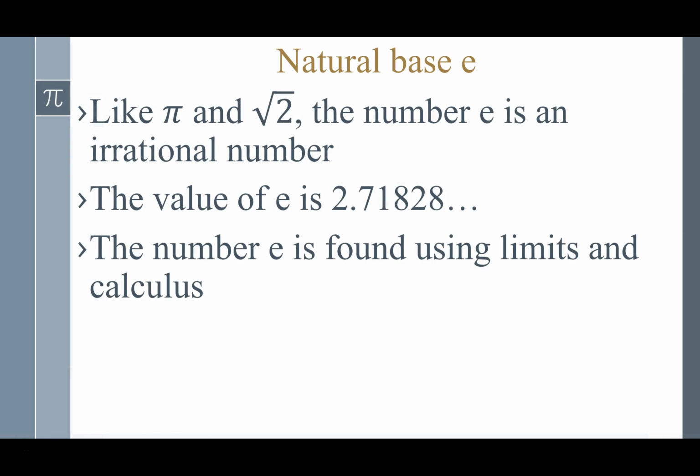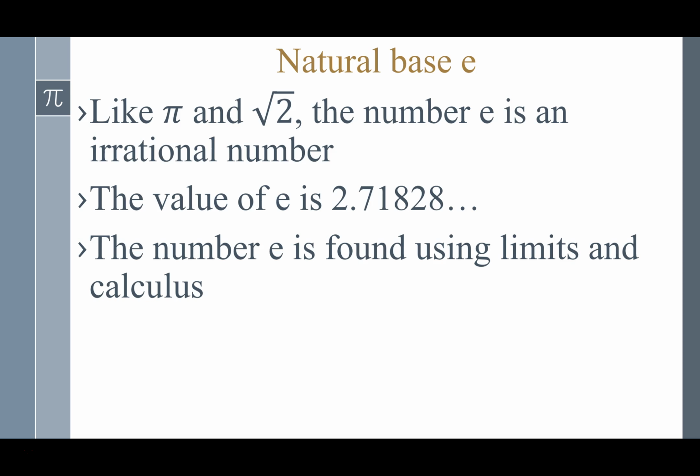Pi and radical 2 are very common irrational numbers. E is also another irrational number. Its value, again, never ending and never repeating, starts with 2.71828 and then goes on forever. The exact value for E can be found using the idea of limits, which requires at least calculus or possibly even pre-calc, depending upon the level of the class. So in this context, we're not going to discuss how to actually find E, we're just going to talk about how to use it.